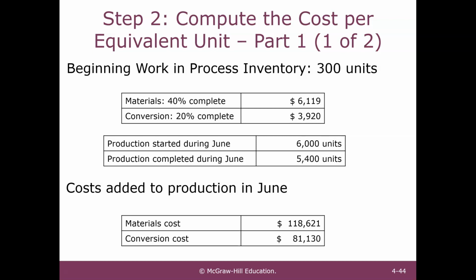Okay, now let's look at the beginning work in process of 300 units. We are told that they are 40% complete, and that total is 6,119. For conversion, they're 20% complete, and that's 3,920. They started into production during June, 6,000 units. They completed during June, 5,400. The cost added to production in June for materials was $118,621, and for conversion was $81,130. We're going to use these numbers and calculate a few things.